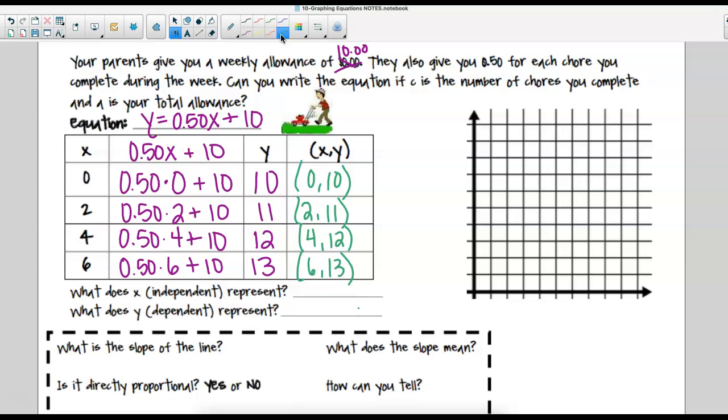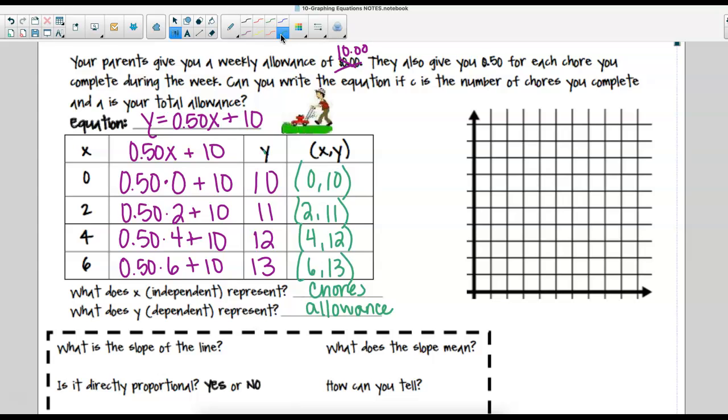What does X represent and what does Y represent? What's our independent variable and what's our dependent variable? Jack. Is it just how much extra or it's just your total allowance, right? Y is how much you make total. So this X column is how many chores you did: 0, 2, 4, 6, or more. The Y is how much money you make, your allowance.